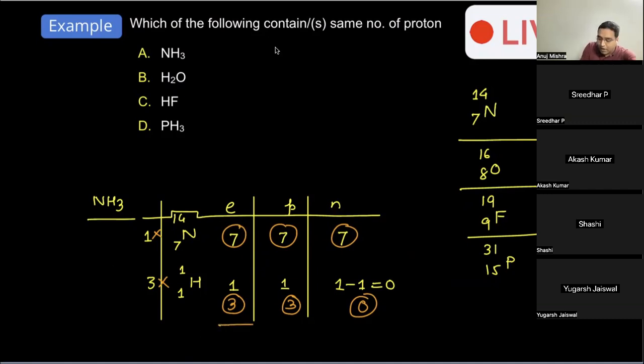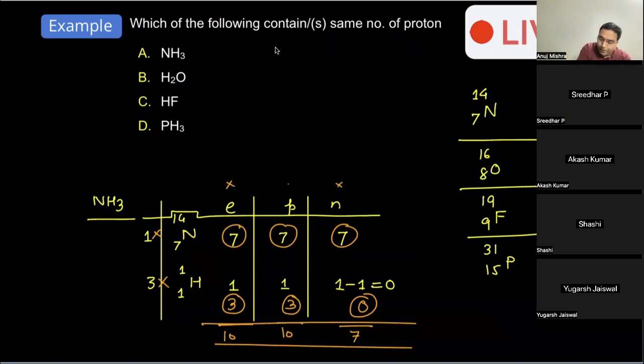So how many electrons are there? You can add 10. Protons 10. Neutrons 7 ही हैं, 7. Is it clear? Okay. Our aim is not to get electrons and neutrons. Our aim is to get only protons because the question is that. So what's my answer for proton? I can say this thing carries 10 protons.